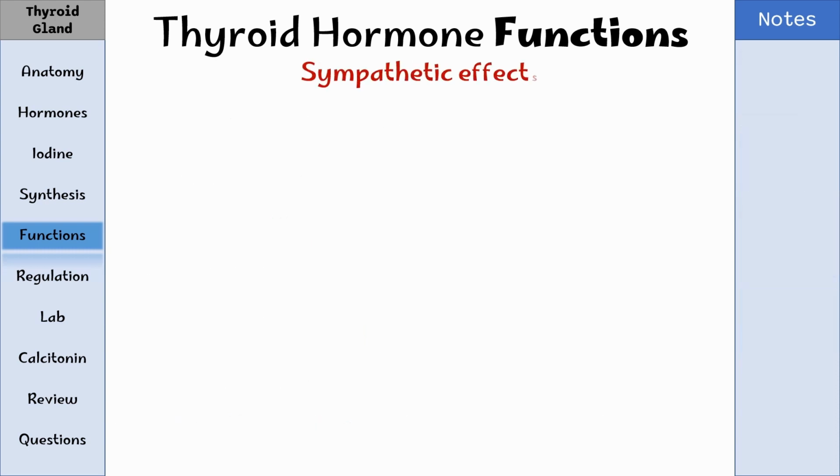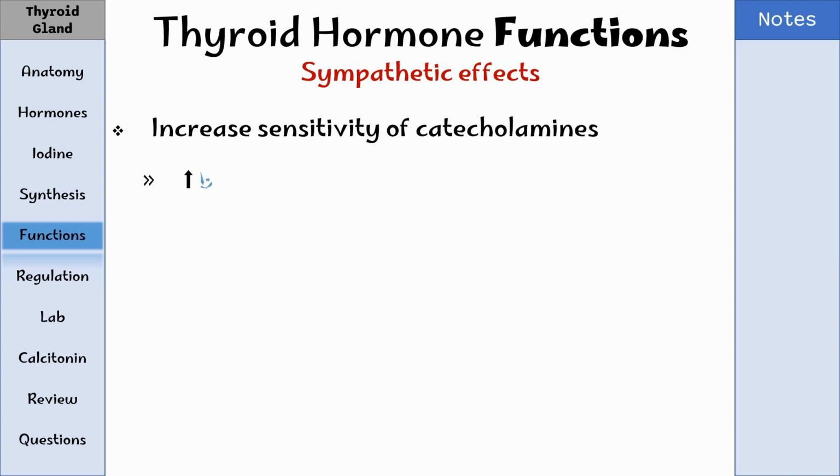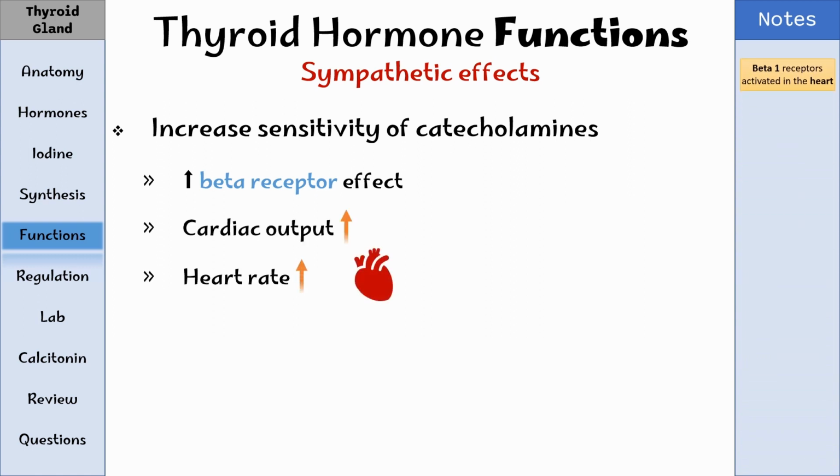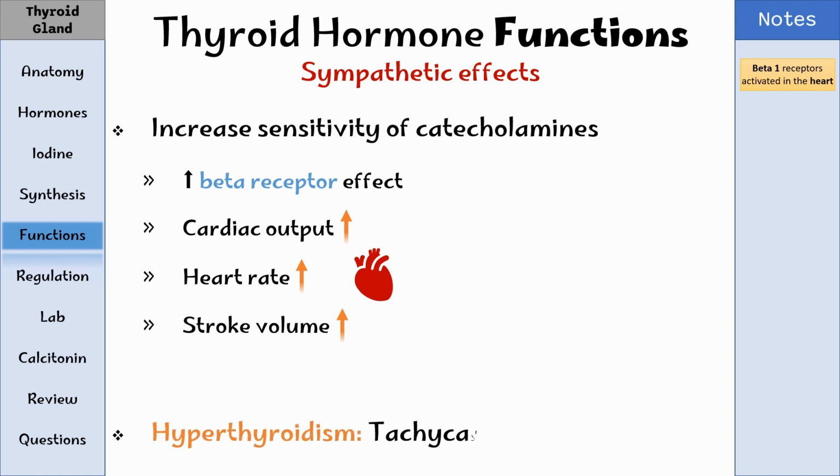The thyroid hormones increase the body's sensitivity to catecholamines, which increases the sympathetic beta receptor effects. This leads to an increase in cardiac output, heart rate, stroke volume, and contractility. And in hyperthyroidism patients, this develops into tachycardia.